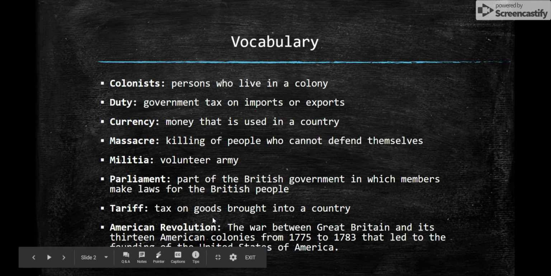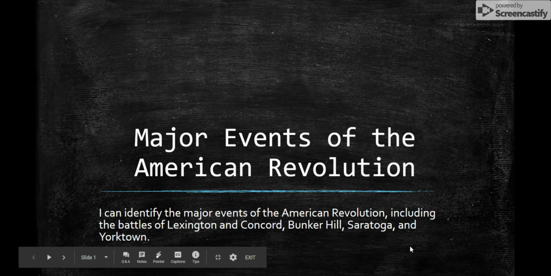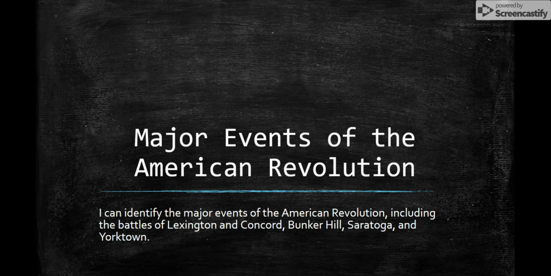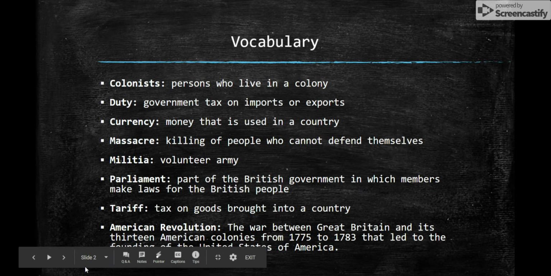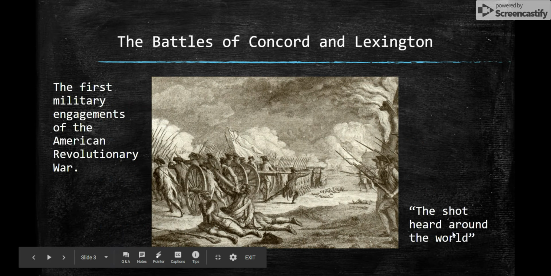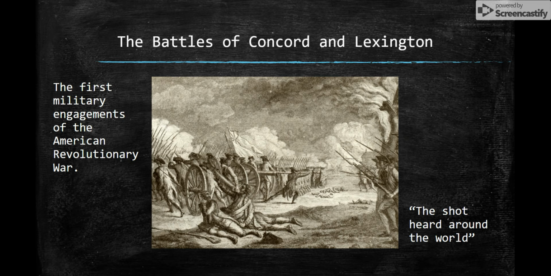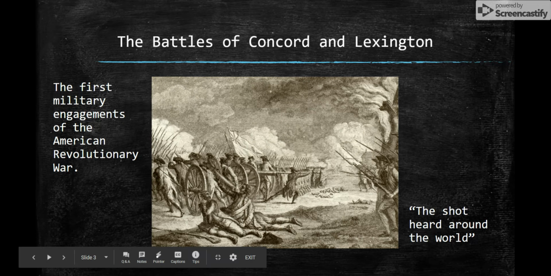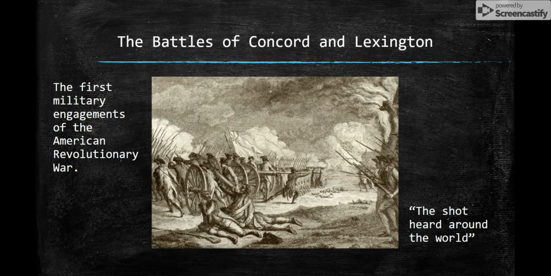So now we're going to talk about some of our battles, because remember, our I can statement is I can identify the major events. So let's look at the first battle we're going to talk about. And technically they're battles. So it's the battles of Concord and Lexington. These battles were called the shot heard around the world, and they were the first military engagements of the Revolutionary War. And if you look in the picture, you can see this is the beginning of everything.